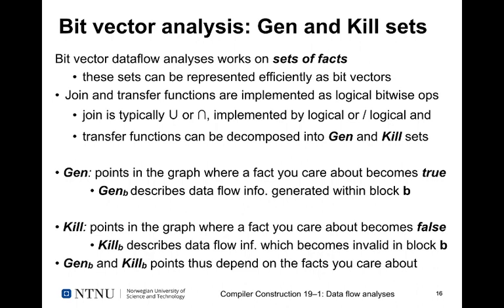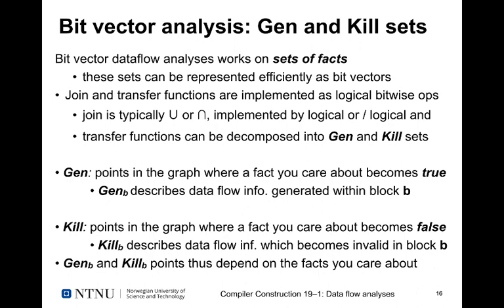So gen describes the points in the graph where a fact you care about becomes true. So gen of a block B describes data flow information that is generated within a basic block B. And kill, on the other hand, describes the points in the graph where a fact that you care about becomes false. So kill of B describes data flow information which becomes invalid, contrasted to generated in block B.